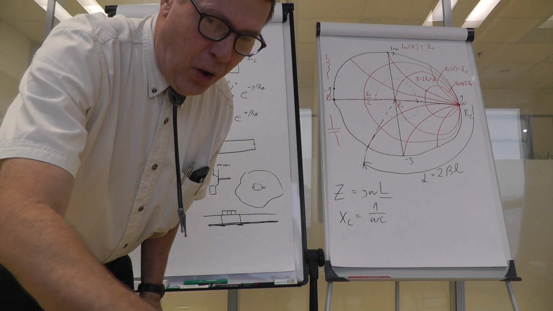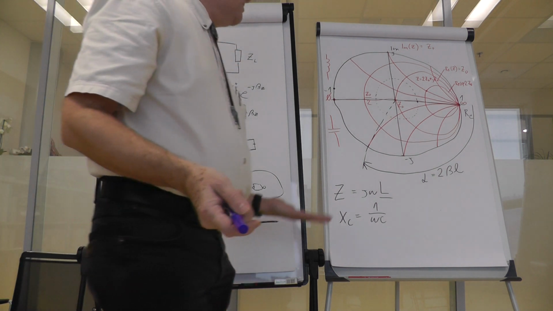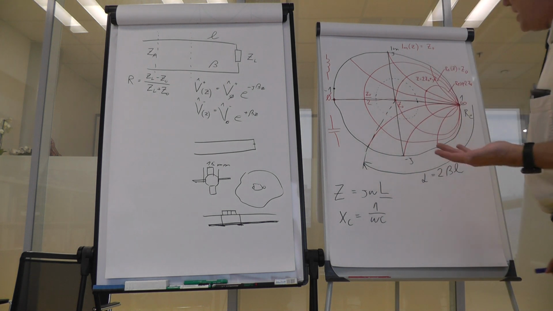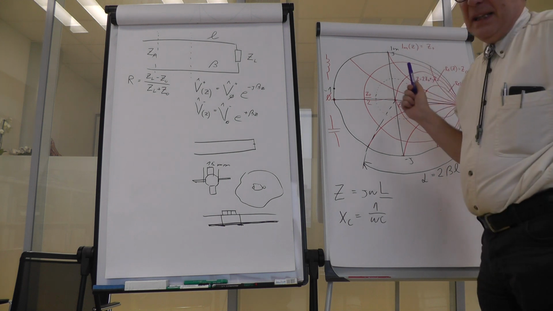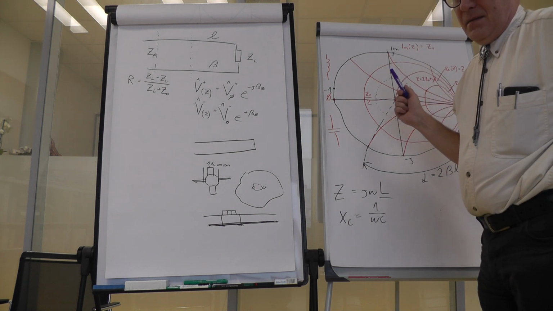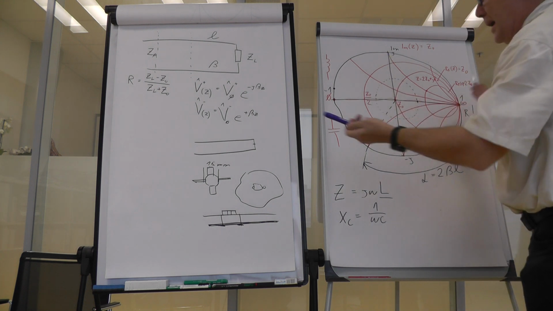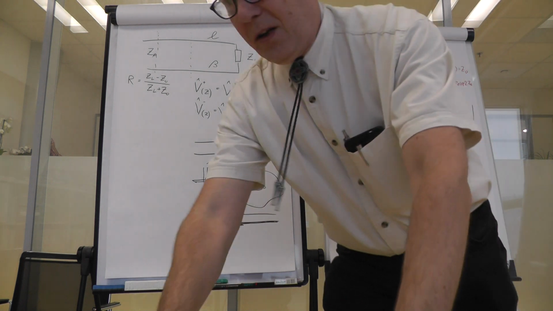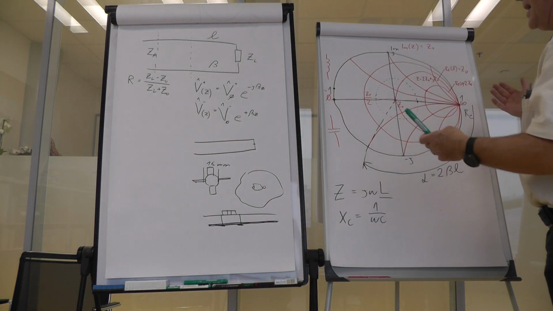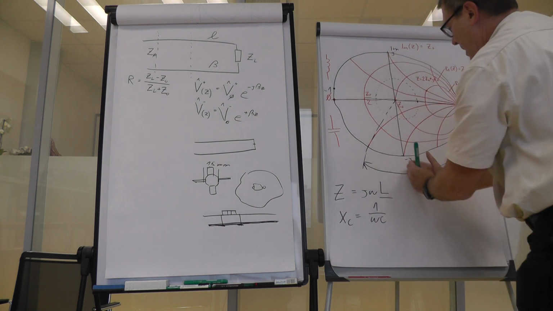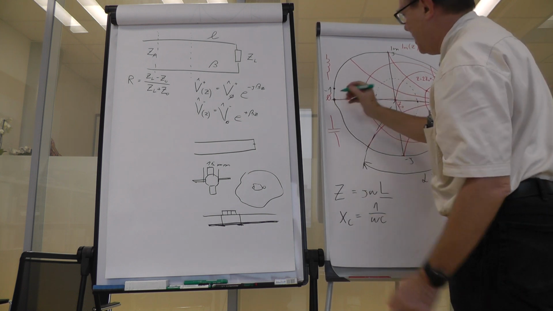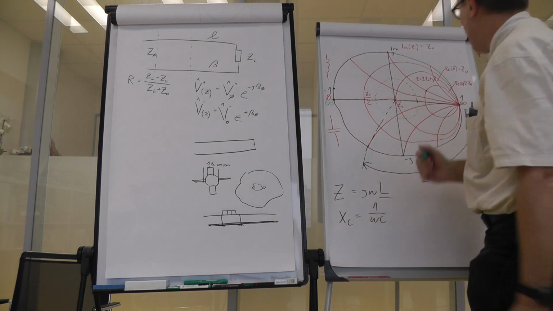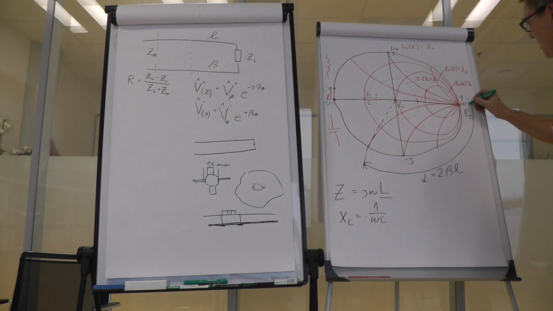Now, this is not all. Mr. Smith also had another question. Well, what about admittances? I will draw a green set of lines, which is, by the way, just mirrored around this axis. So if we have zero impedance, that means the admittance is infinite. If we have infinite impedance, then the admittance is zero.